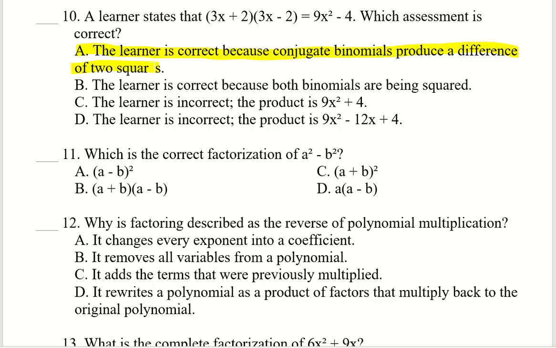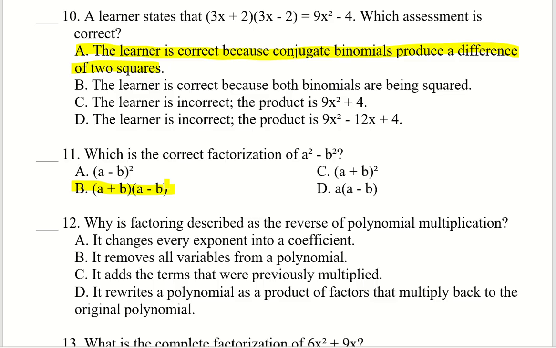Okay, next number 11. Which is the correct factorization of a squared minus b squared? Okay, so again, this is difference of 2 squares. So square root of a, then square root of b, and then plus minus. Letter B. A plus b, a minus b.